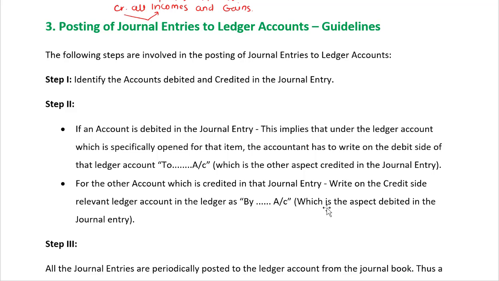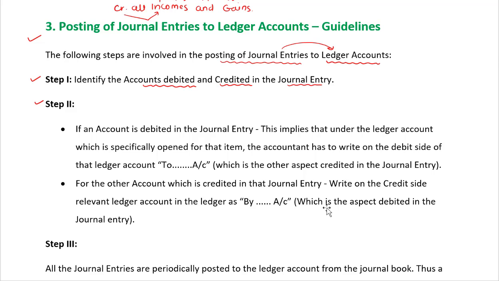The next concept is posting of journal entries to ledger accounts. What are the guidelines we need to follow? The following steps are involved in the posting of journal entries to ledger accounts. While making the posting of journal entries, we need to take care of these things. Number one, we should identify what accounts are to be debited and what accounts are to be credited in the journal entry.